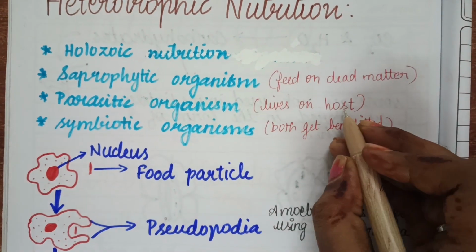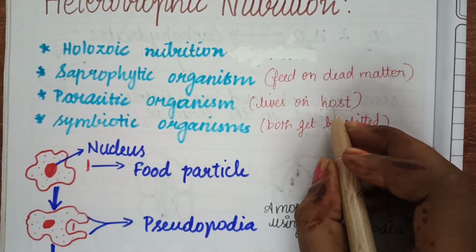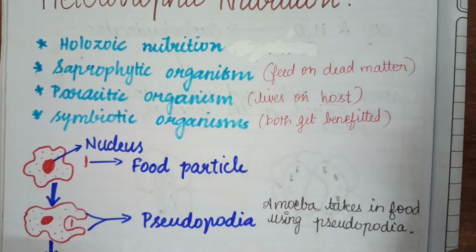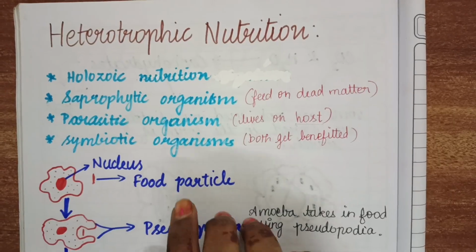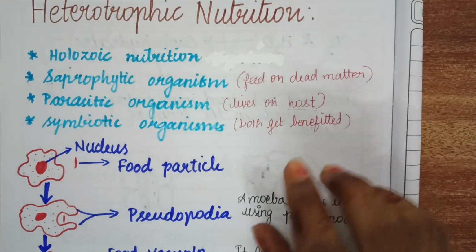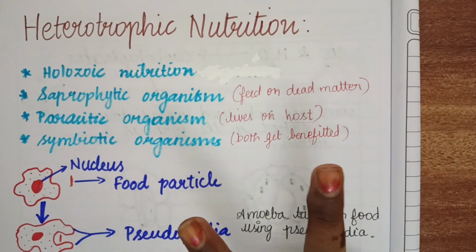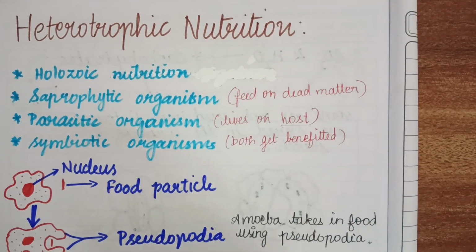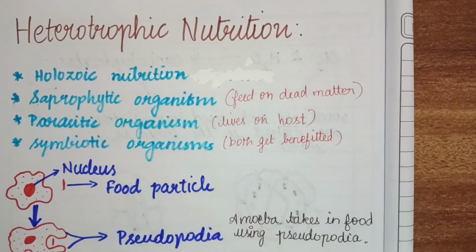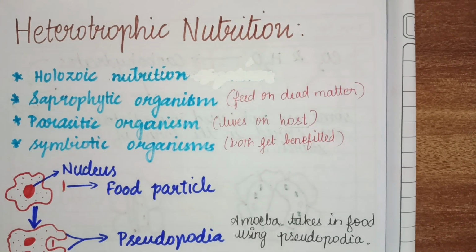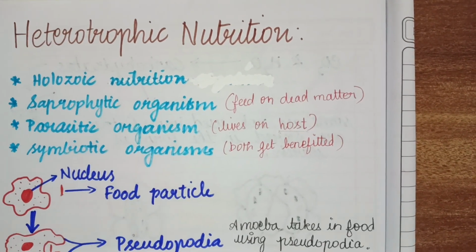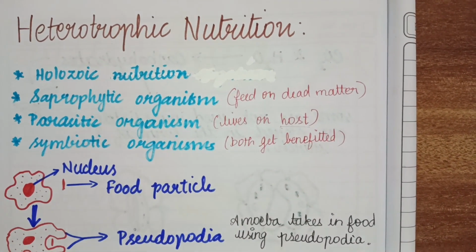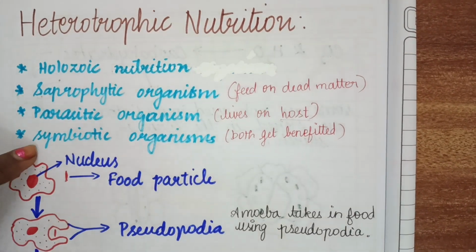They live on a host. Host is nothing but us. They live on the host and absorb the nutrition. Symbiotic organism. In this process, both the organisms get benefited. Let's take fungi and algae. They all grow in the same place and obtain nutrition in the same place. So both get benefited. That is an example of a symbiotic organism.